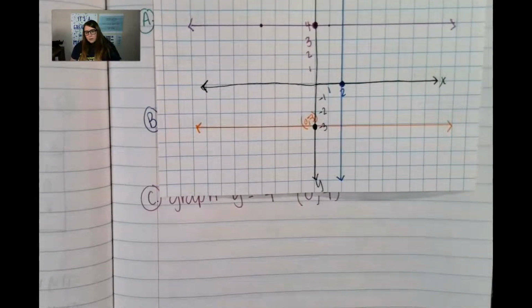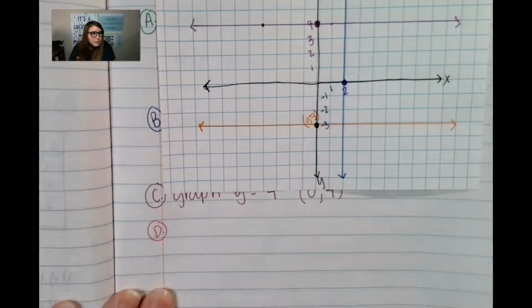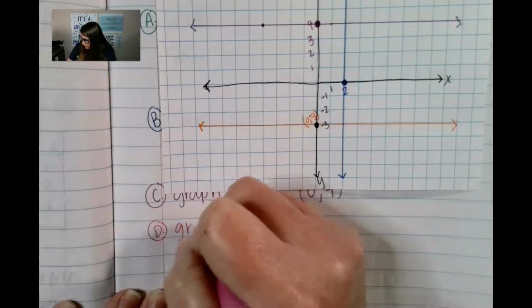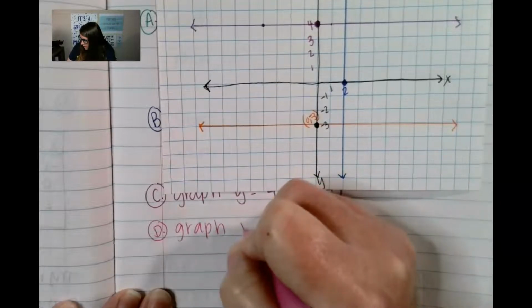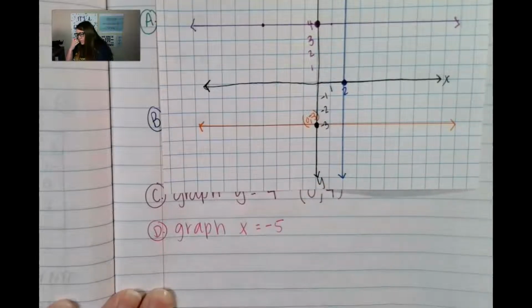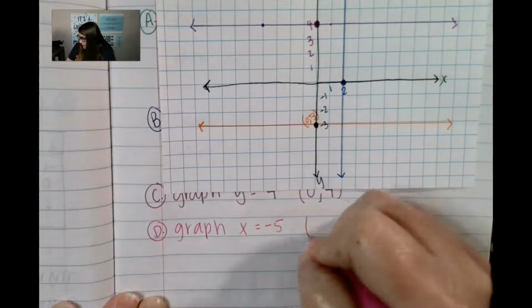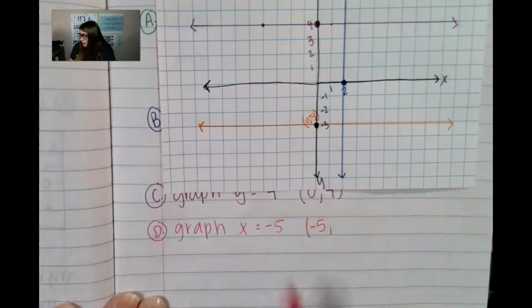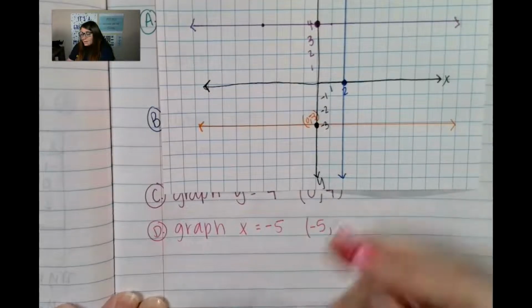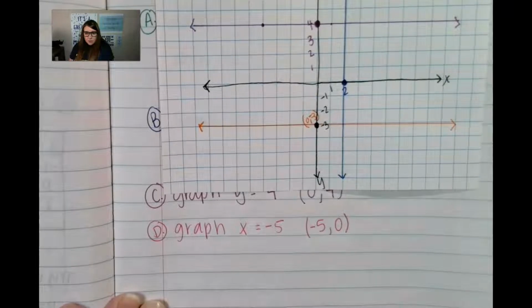Okay? All right, let's do one more, and then I'm going to have you graph your own. I'll do a try it, okay? So this example here, example D, says graph x equals negative 5. So again, my x value is negative 5. My y value, we don't have one, so we're just going to use 0. So negative 5, 0 is my dot.